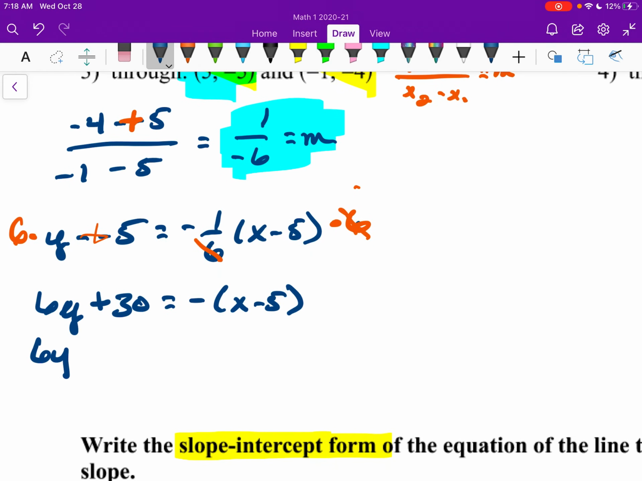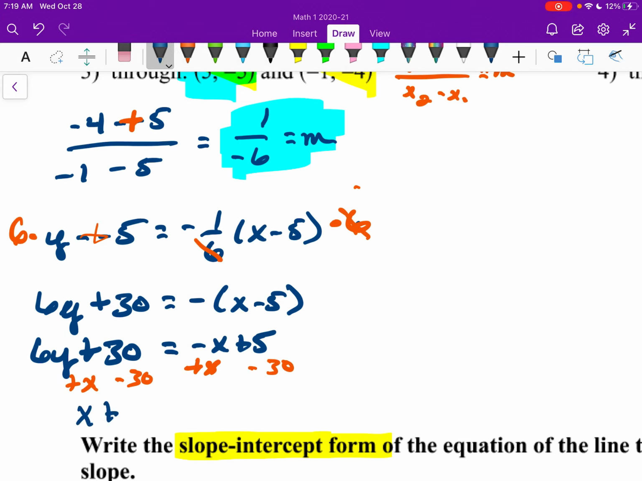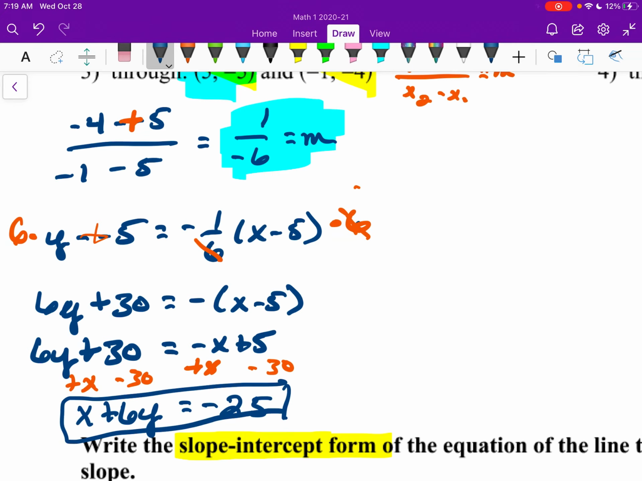So we have 6y plus 30 is -x plus 5. We want our variables on the left and our constants on the right, so I'm going to add x to both sides and subtract 30. So we're going to have x plus 6y equals -25. And there we are. That's our standard form.